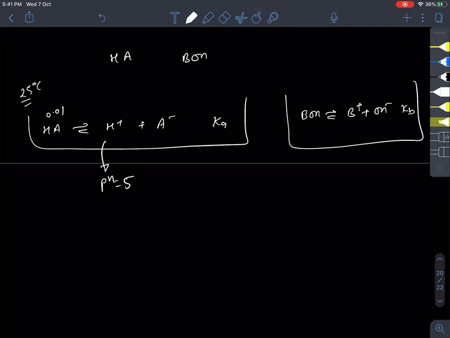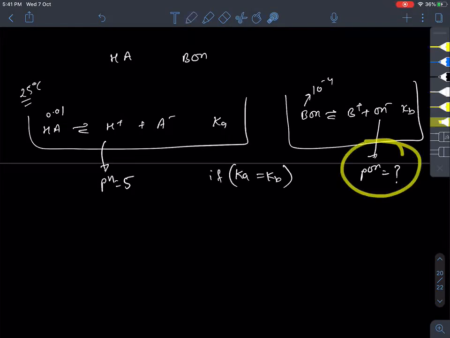Now, suppose its concentration is 10 to the power minus 4, and now I want to figure out the pOH value. What else I want to give you here, at the same temperature obviously, is one additional piece of information: the dissociation constants, that means the values of Ka and Kb, are equal. If this is equal, then figure out the pOH of this solution if it is 10 to the power minus 4 molar.